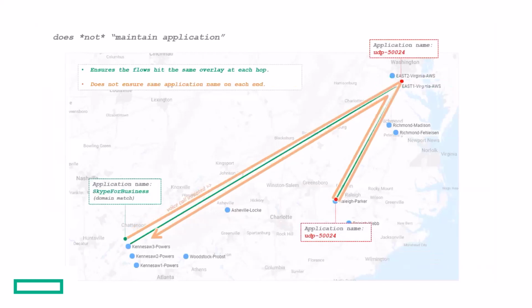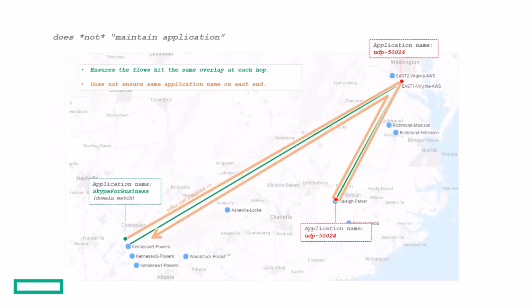All right, and also, and this is probably one of the most important points, it doesn't maintain application. I think this is relevant to one of the other examples in the beginning. In this example here on the bottom left, we have done a domain match on Skype for Business. And then we pick an overlay that sends us up to East 1, the top right. When it gets to East 1, it works out the application name, and it's UDP 50024. So that can happen. Now, it doesn't change anything from the overlay standpoint. Even though we got UDP 50024 or whatever, and not Skype for Business, we're still going to stay on the real-time overlay. That's part of the beauty of this.